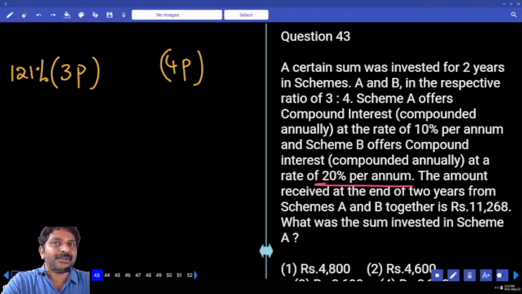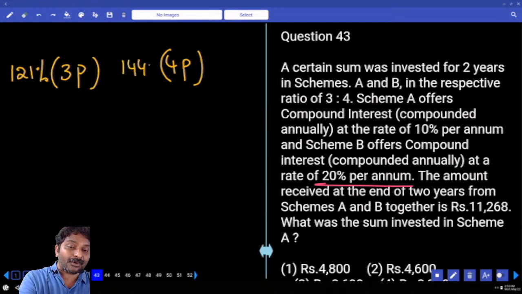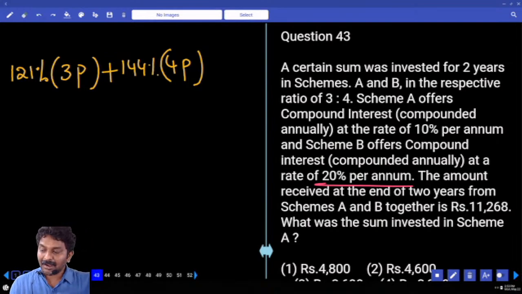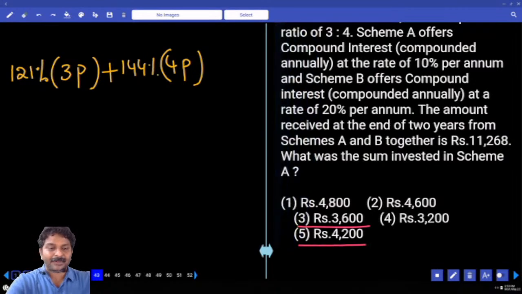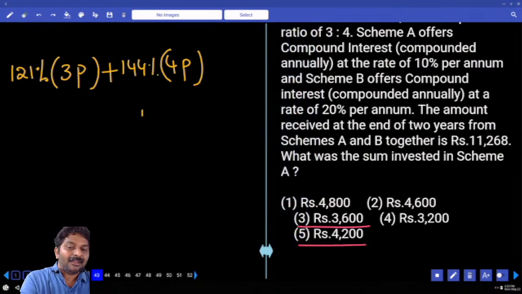Okay. Next. The second one offers 20% per annum. Compound interest for 2 years at 20% per annum gives 44%. Amount? 144%. And the total amount is the sum of these 2 numbers only. And now you know that the answer is either the third option or the fifth option. Correct? Okay. When I see 144, is it a 9 multiple?